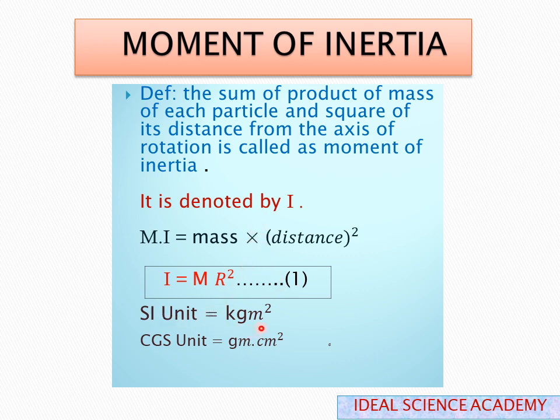The SI unit is kg meter square because the mass unit is kg and distance square means meter square. So the SI unit is kg into meter square and the CGS unit is gram into centimeter square. So this is the basic information of moment of inertia: definition, formula, and SI and CGS unit. See the next.